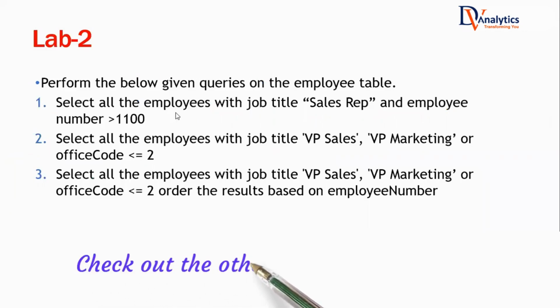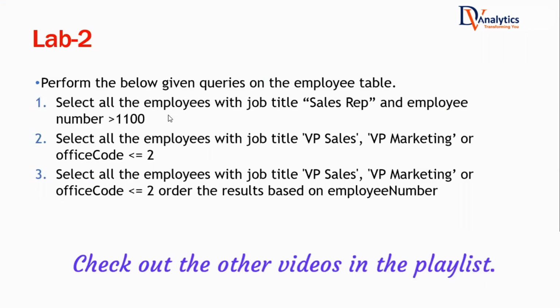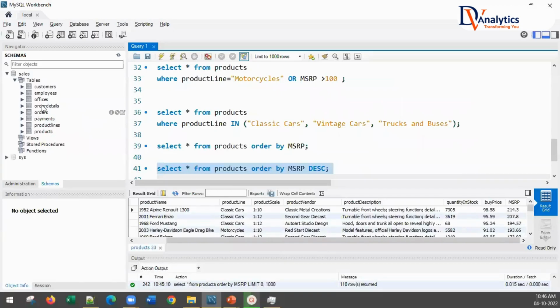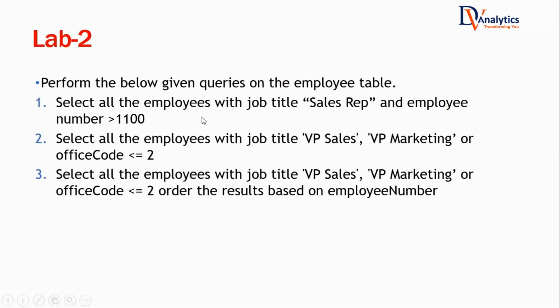That brings us to lab 2. If you have understood all these commands, then you must go through this lab exercise and do it. What is it? Perform the below queries on the employees table. Again, go back to the employees table. Do you have the employees table? The employees table is there. What you must do: select all the employees with job title as sales representative and employee number greater than 1100. Select all the employees where job title is VP sales, VP marketing, or office code is 2. Here there is an OR condition. Look at that carefully. Understand each and every command and try to execute it. That is lab 2. Once you're done with it, then we will move on to the next topic.